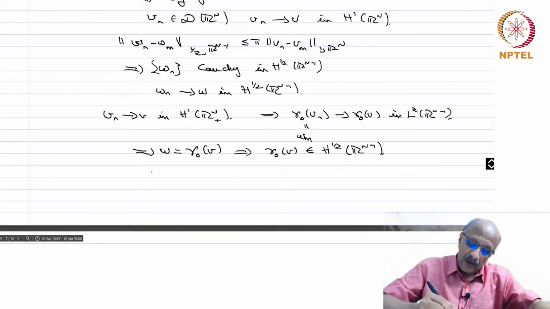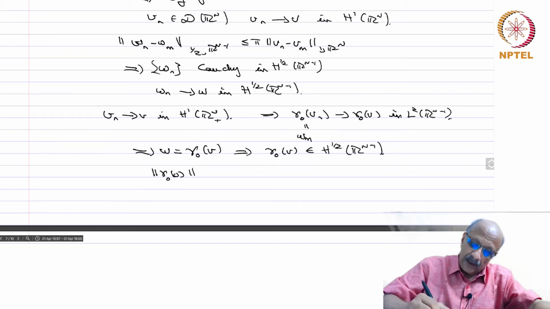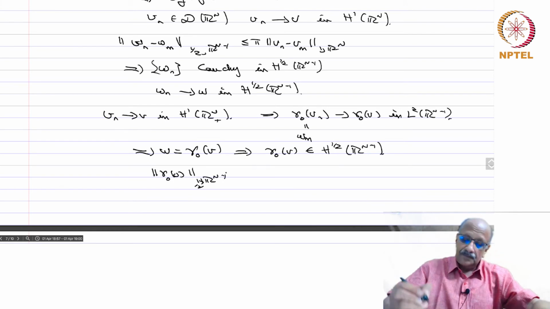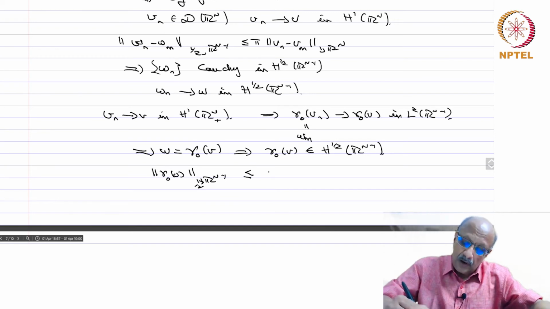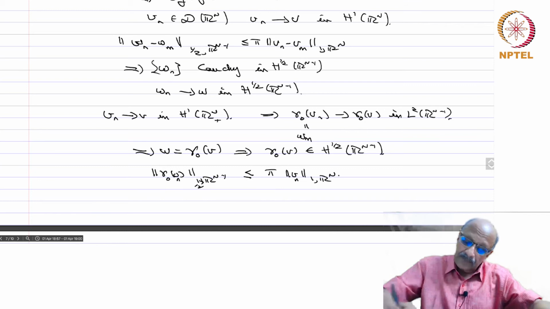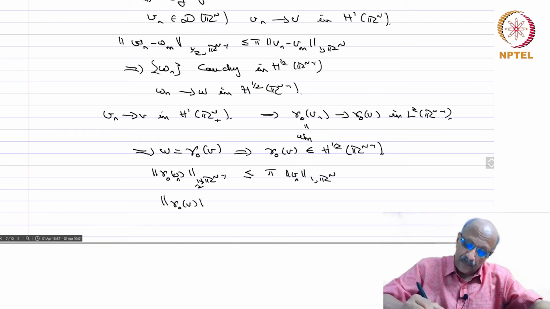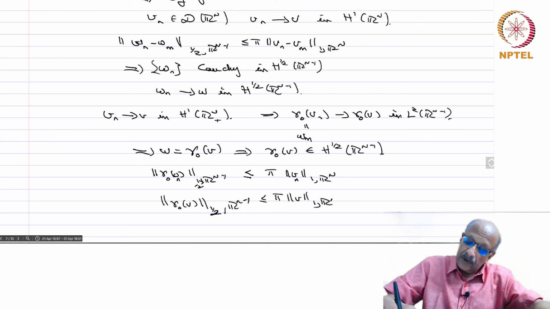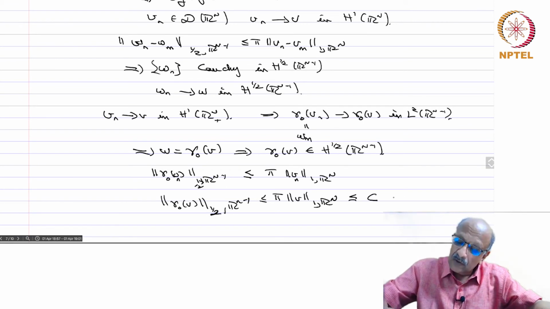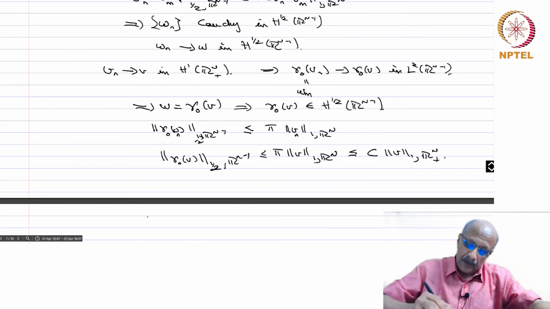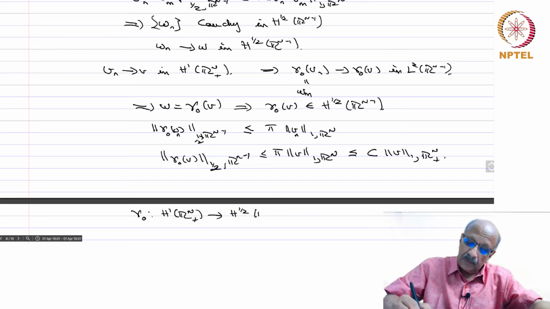Also you have that norm gamma naught V in H half Rn minus 1, okay, is less than or equal to pi times norm of gamma naught Vn, we have this in H1 Rn, and therefore norm gamma naught V in H half Rn minus 1 is less than or equal to pi times norm V in H1 Rn, but V is nothing but the reflection thing, so that is a prolongation operator, so that is less than C times norm V in H1 Rn plus, and therefore you have that the map gamma naught from H1 of Rn plus to H half of Rn minus 1 is continuous.